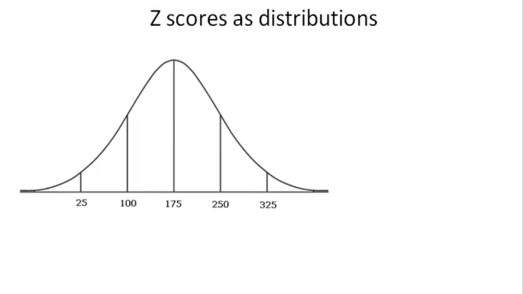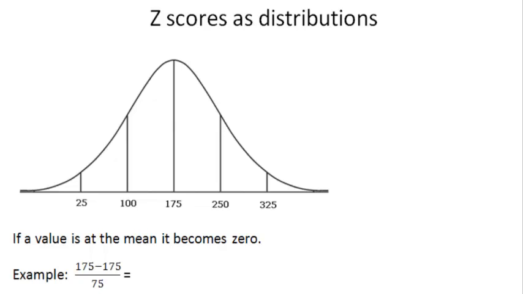Let's take a normal distribution with mean of 175, and if you can tell by the way that the lines are separated, they're separated by about 75, so that's going to be your deviation in this case. If a value happens to already be at the mean, when you're performing your z-score calculation, it's actually going to become 0. So just for instance, let's say that you take 175 minus 175, that gives you 0. And by now you've probably learned that anytime you divide 0 by anything, you get 0.